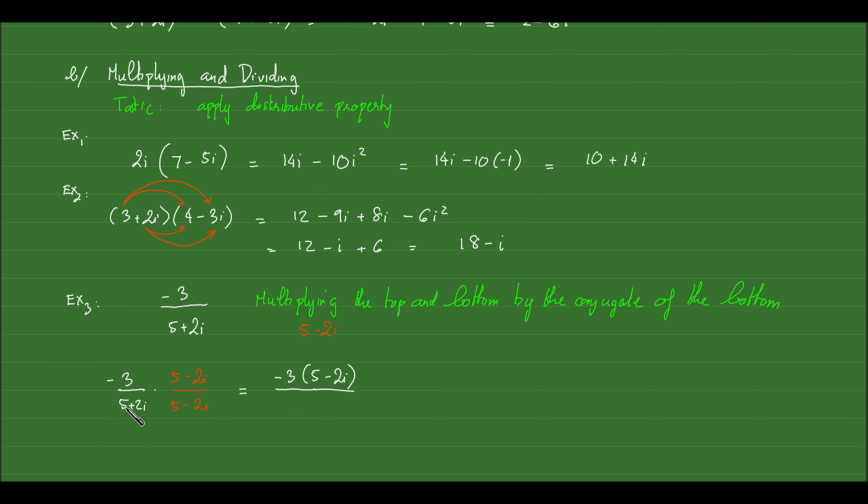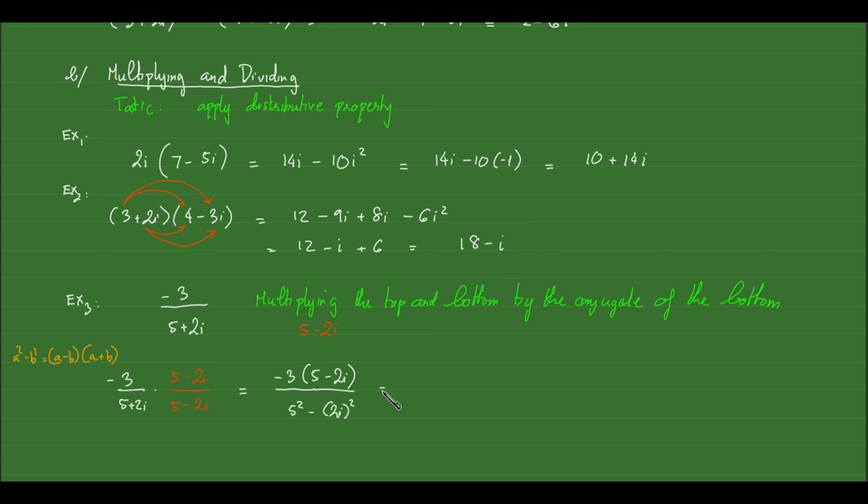And if you recognize over here 5 plus 2i, 5 minus 2i, this is a difference of squares. It will be a squared minus (2i) squared, right? Remember that formula. Hopefully you guys still remember that formula: a squared minus b squared is a minus b times a plus b. So I'm going to use that formula right over here.